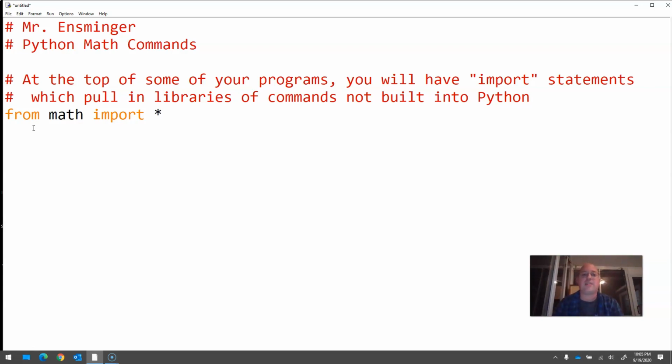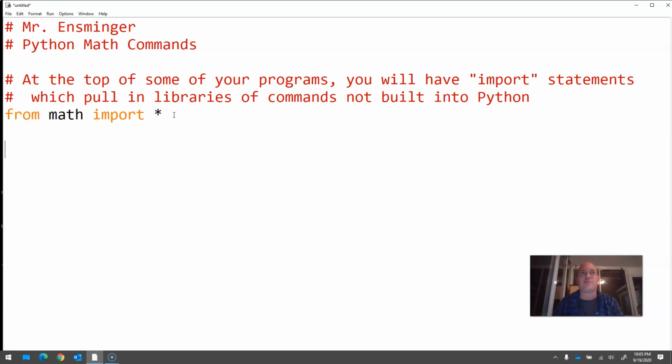So basically what you're saying there is, from the math library, import everything. Like not just sine, not just cosine, but everything. And that's pretty much how you're going to always do that. There's very rarely a time where you're going to say like, oh, I want this whole library of commands, but I only want one. No, just give me all of them. It's not really that big a deal. All right, so let me show you some of these different things.